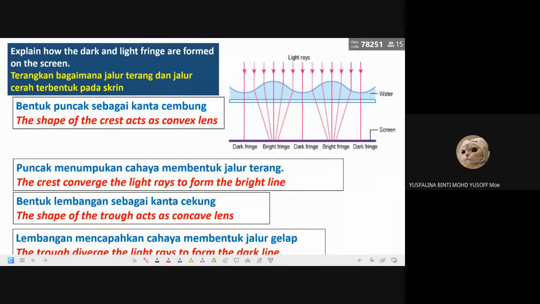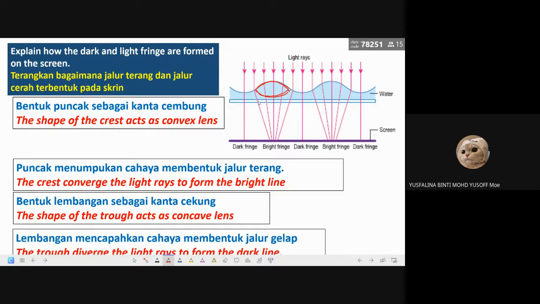Okay, so the next part is explain how the dark and light fringes are formed on the screen. Okay, so if you see in the video, at the waterway, there are bright fringes and dark fringes. So how do the bright fringes and also dark fringes produce? Okay, so let's say the light rays come from the ripple tank, and pass through the crest. So this we call a crest. Okay, so the crest is shaped like a convex. It acts like a convex lens. So the characteristic of the convex lens is that they will converge all the light rays to one point.